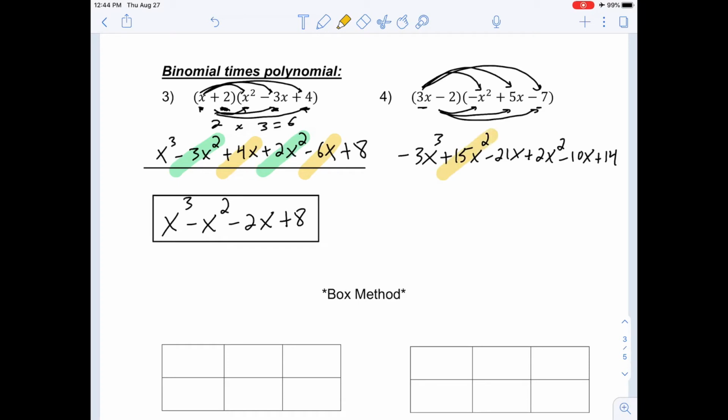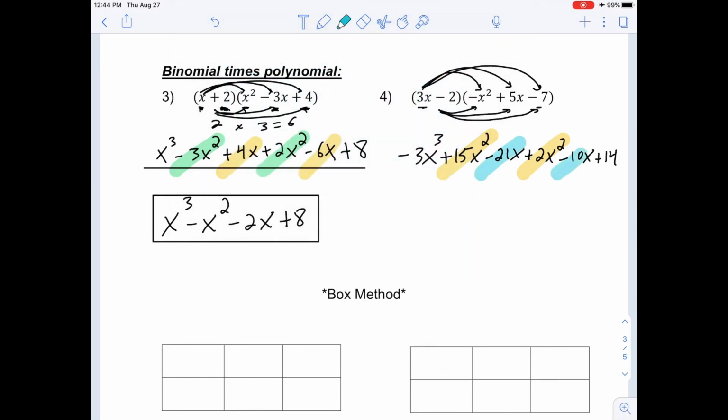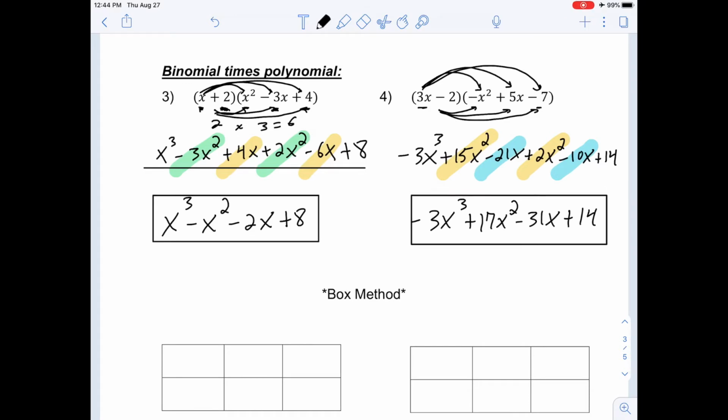Let's look for the like terms. So we have this 15x squared and plus 2x squared. And then we have the minus 21x and the minus 10x. So when we go ahead and combine all those, we get negative 3x to the third. Then it's 15x squared plus 2x squared is 17x squared. And the negative 21x minus 10x is minus 31x. And then we have the 14 left. So this is the simplified answer for number 4.